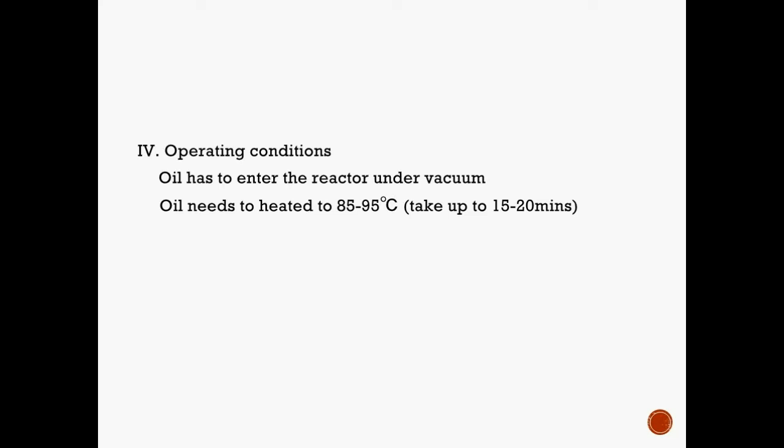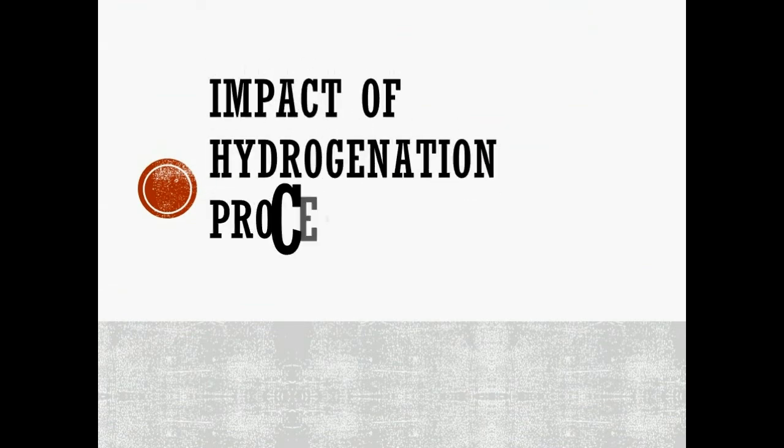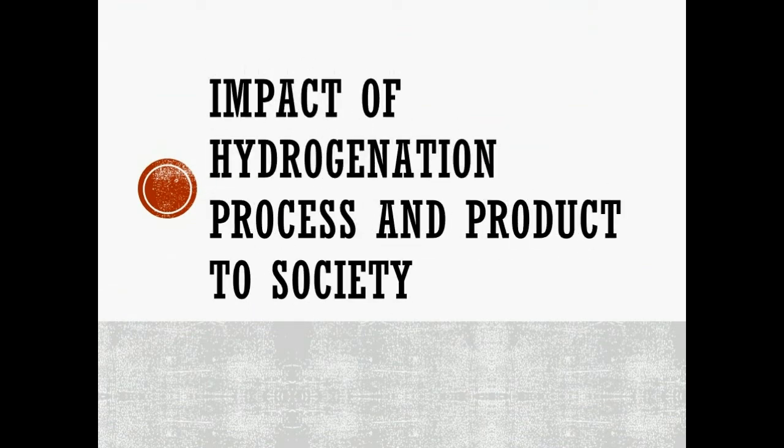In order to remove the dissolved oxygen and moisture from the oil, reactors can have oil preheaters that heat up the reactor feed. Then the catalyst is added at about 0.01 to 0.02% of the oil, and the catalyst used is basically nickel based. The next topic that I want to share with you is the impact of the hydrogenation process and product to society.